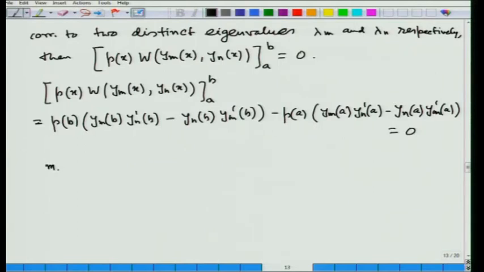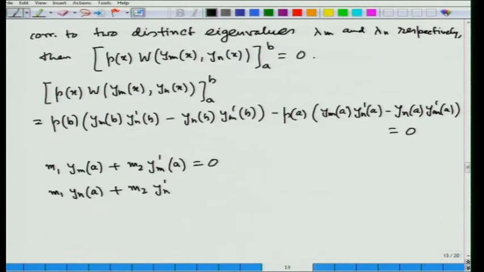eigenfunctions. So, that means y m satisfies the left hand boundary condition, that is m 1 y m(a) plus m 2 y m dash(a) is equal to 0, and m 1 y n(a) plus m 2 y n dot(a) is equal to 0. Now, without any loss of generality, we can assume that m 1 is not equal to 0, because initially we have mentioned that m 1 and m 2 are not simultaneously equal to 0. So, therefore, we are assuming m 1 not equal to 0.